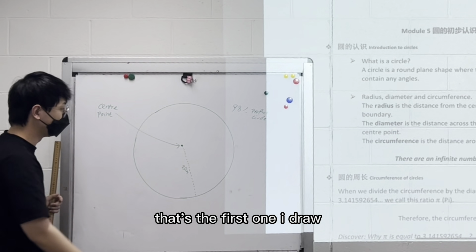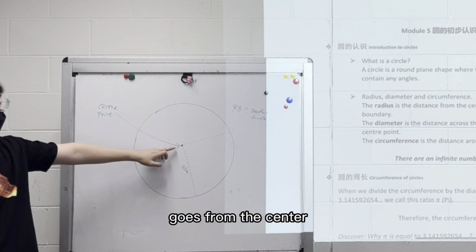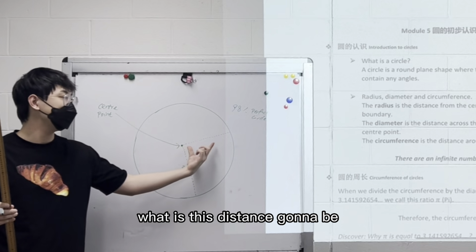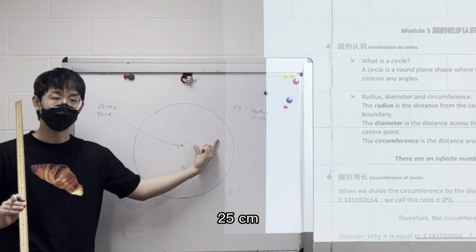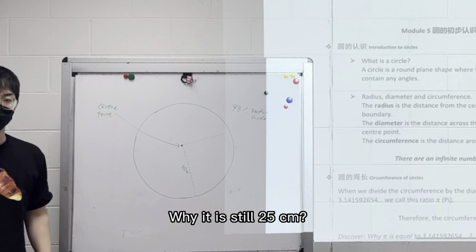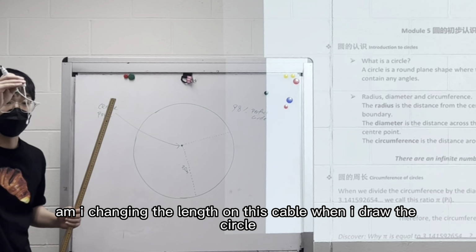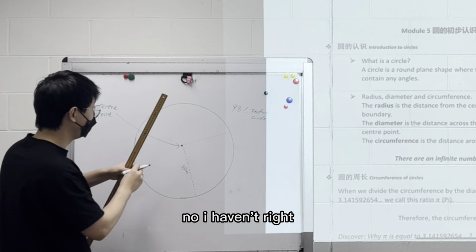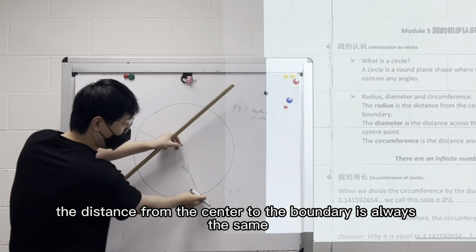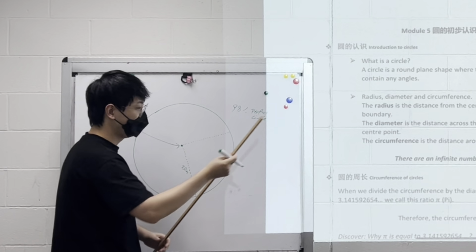That's the first line I draw. If I draw another line from the center to the boundary of that circle, what is this distance going to be? Yep, 25 centimeters. Why is it still 25 centimeters? Am I changing the length of this cable when I draw the circle? No, I haven't. I just put it here and then draw the circle. The distance from the center to the boundary is always the same.